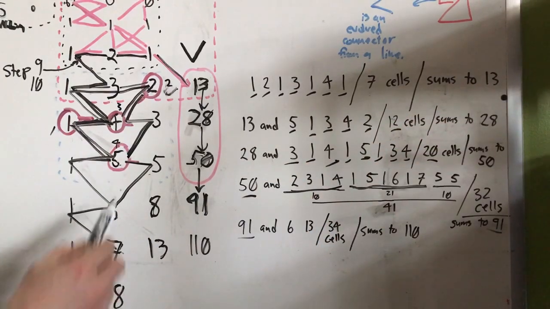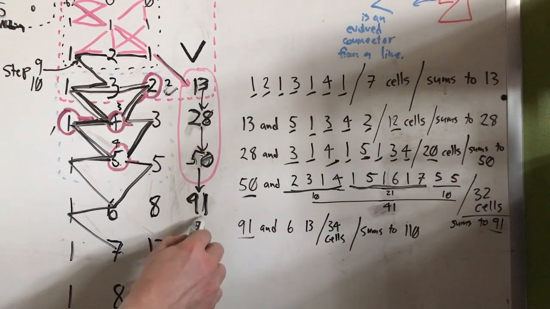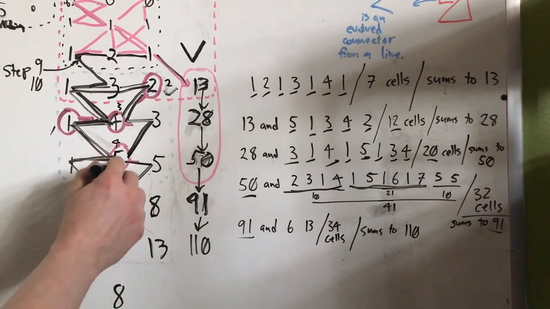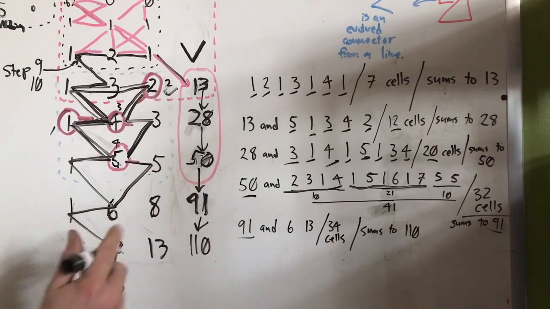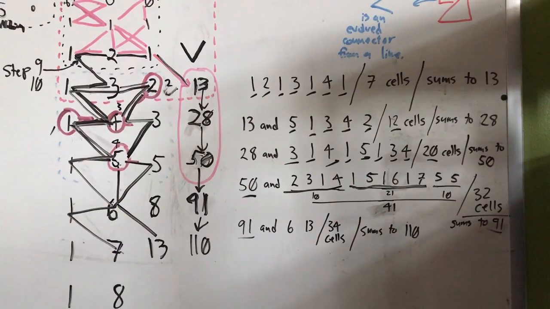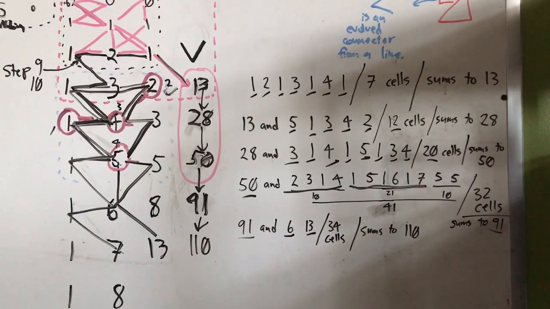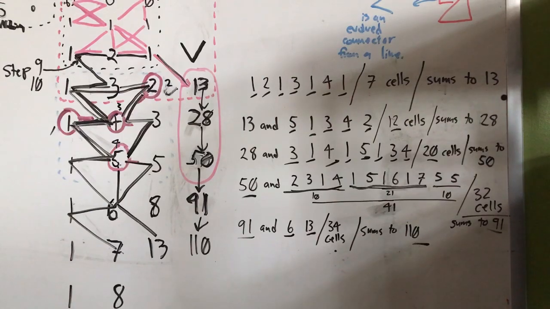Alright, so we ended at the 5. We need 19 to get 110. We know this is 110 here. How do we get 110? Over here, the only way I can think about it is I want to start making the infinite knot that exists here. So I'm going to go down to the 6 and then over to the 13. 6 and 13 is 19. 19 and 91 is 110. And you have 34 cells.